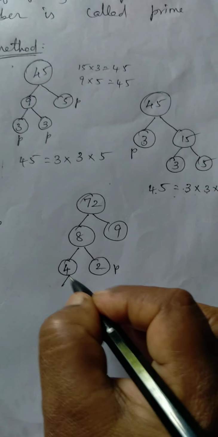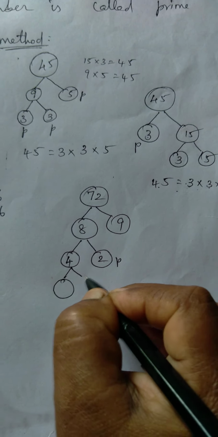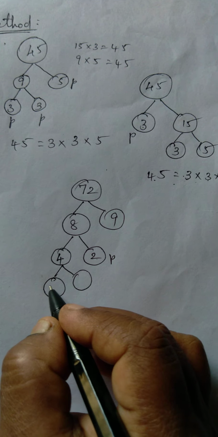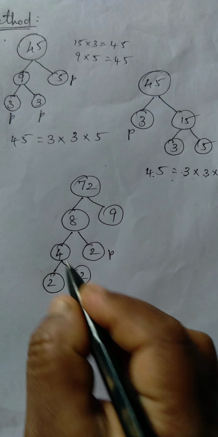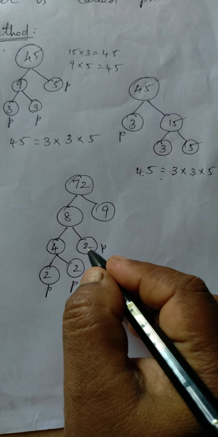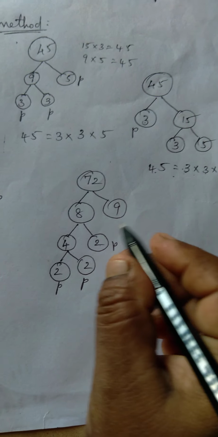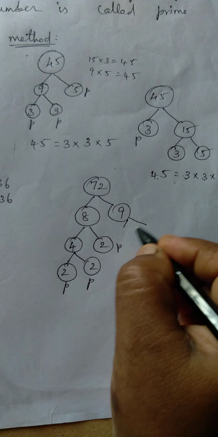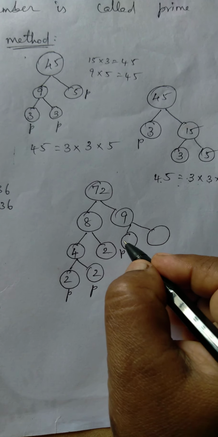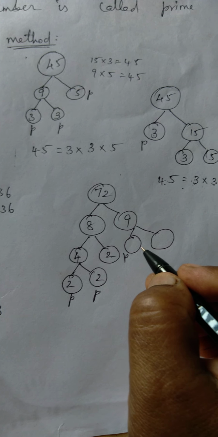Now 4 is composite, so write it as a product of prime numbers. You know which product gives 4? 2 2s are 4. So write 2, 2. Now 2 is prime, 2 is also even. 2 is even prime. Here 2 prime, 2 prime, here 2 prime. Now 9 is composite. It is odd composite.